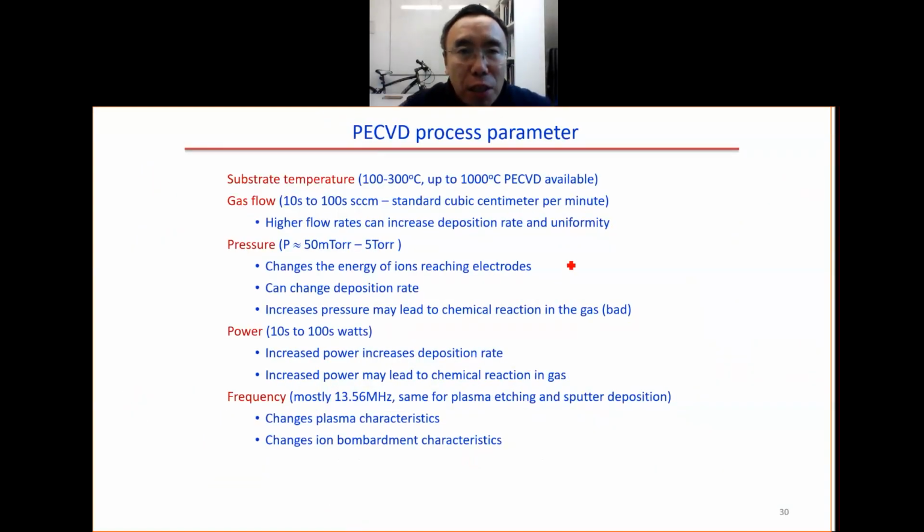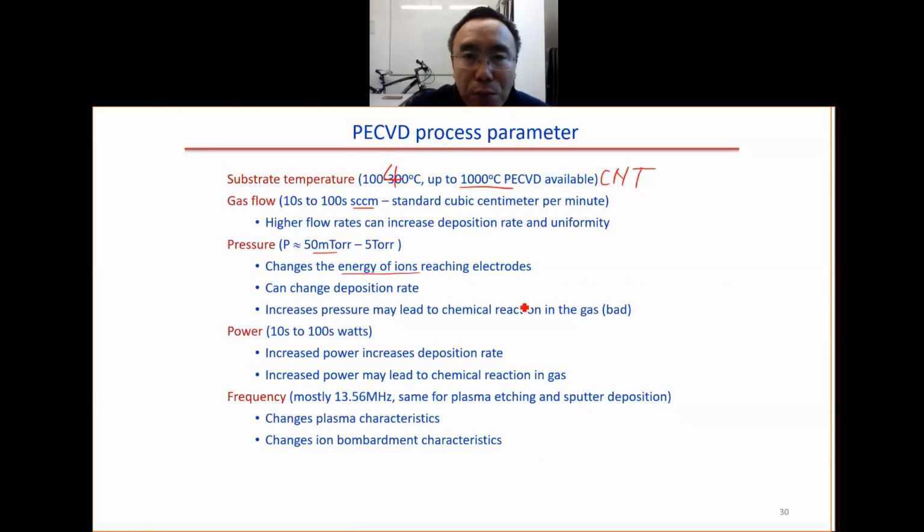Here are the conditions for the typical PECVD process. Temperature sometimes goes up to 400 degrees, so 100 to 400 degrees. For the growth of CNT, carbon nanotubes, people can do PECVD at high temperature. The flow is 10 to 100 SCCM, standard cubic centimeters per minute. A higher flow rate can increase the deposition rate and the uniformity. The pressure is 50 millitorr to 5 torr. This changes the energy of the ions.